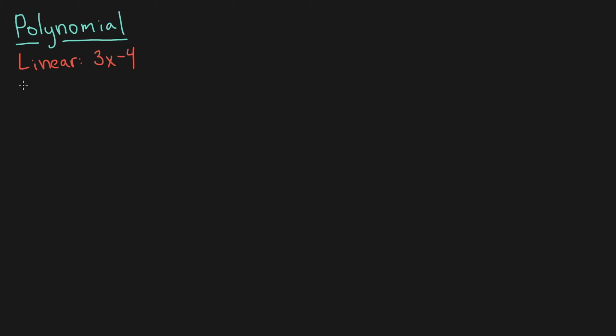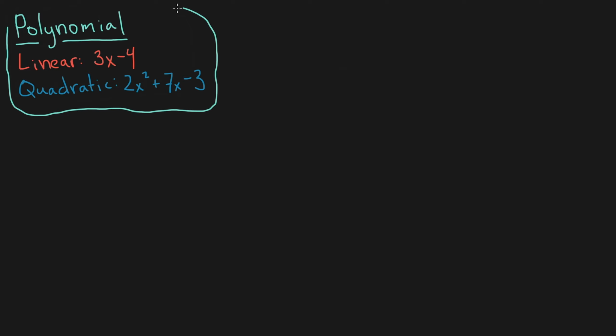And in this unit, like I said, we are going to be learning about quadratics. An example of a quadratic would be, let's say, 2x squared plus 7x subtract 3. That would be an example of a quadratic expression. And again, both of these are polynomials. So what makes them polynomials? What makes these expressions polynomial expressions?